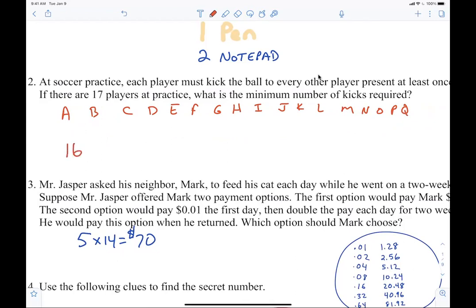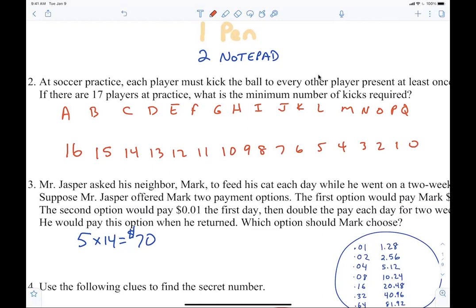All right, now I want you to be real smart. So B has to kick it to how many people? 15. And C 14, and D 13, and E 12, and F 11, and G 10, and H 9, and the next one 8, and the next one 7, and the next one 6, and the next one 5, and the next one 4, and the next one 3, and the next one 2, and the next one 1, and the next one then that person's pick 0. That is correct.